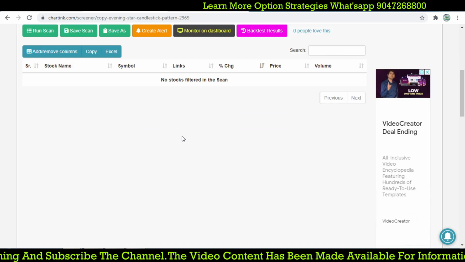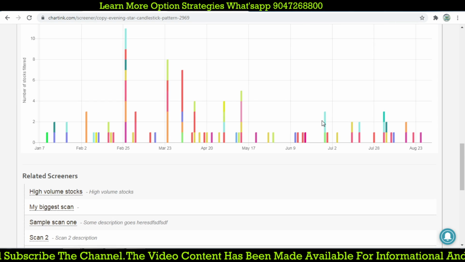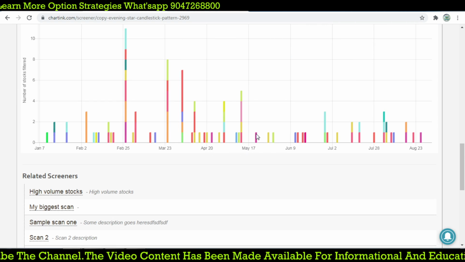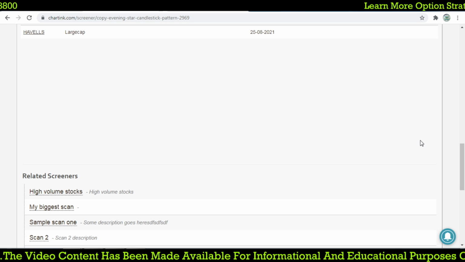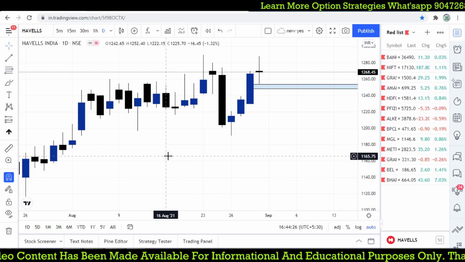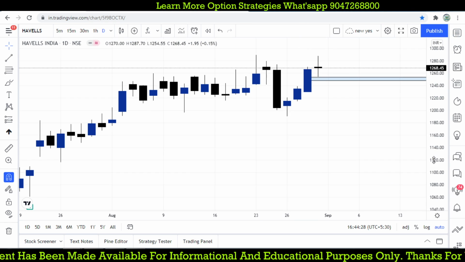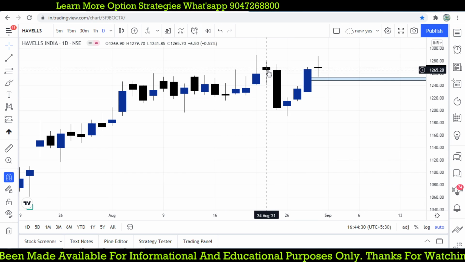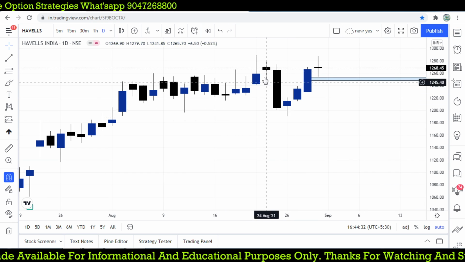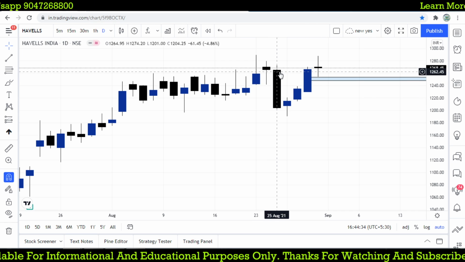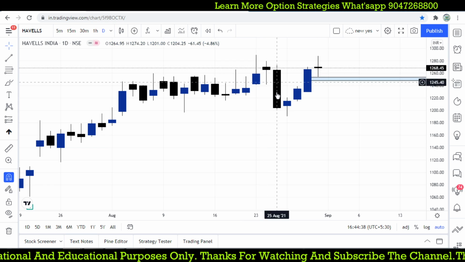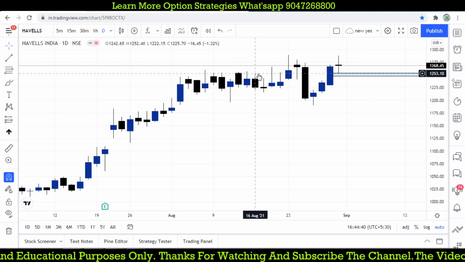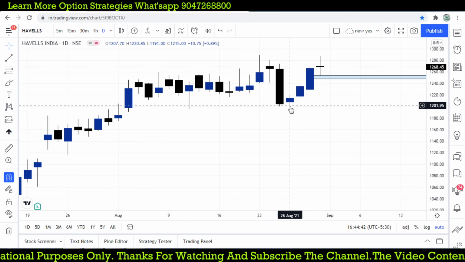Let's run that. I will share the scanner with you, and this many stocks we got with the candlestick pattern. Let's go for 25th August, Havells. This one, I'm going to show you what happened. The first candle, the next day is a gap up, and the next day is a gap down, and there is a doji candle, but this time it is big compared to the previous bull candle. So there is not such a great opportunity, but here it forms a single doji.